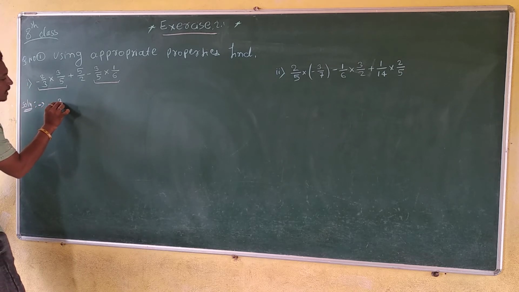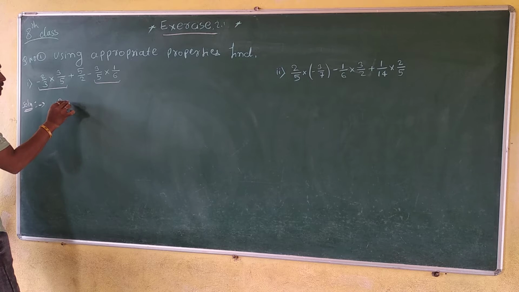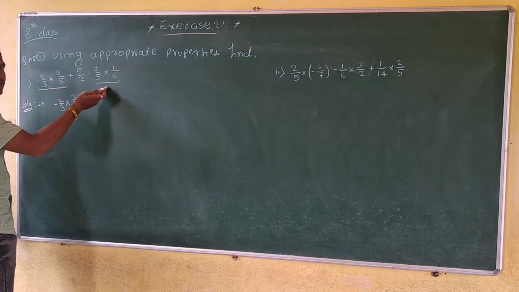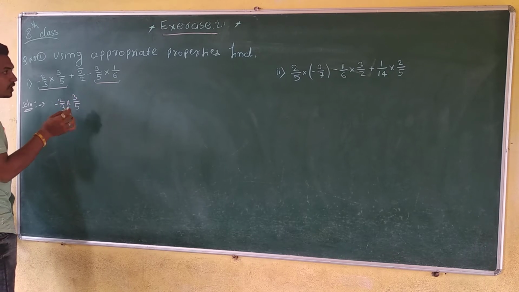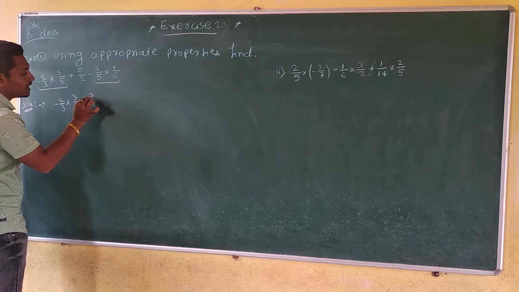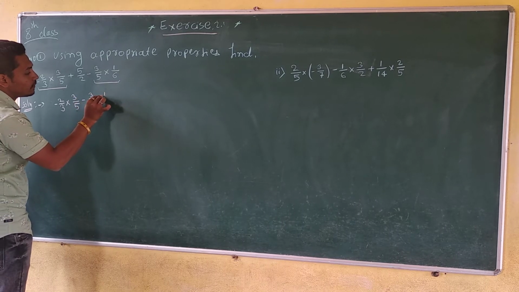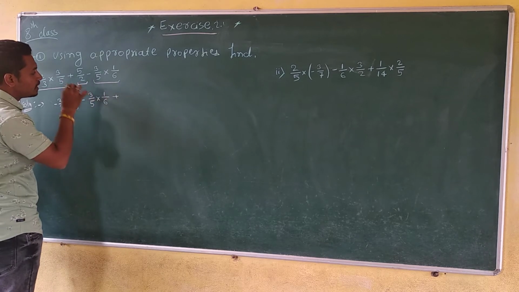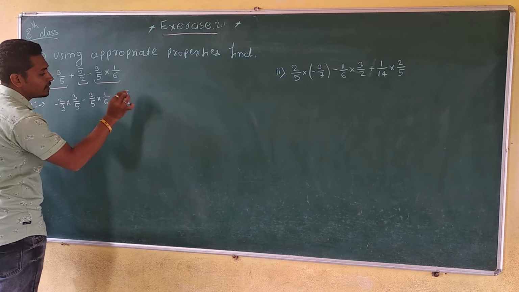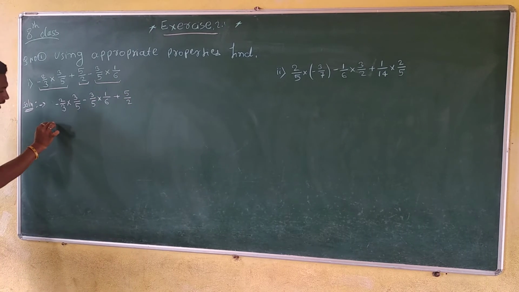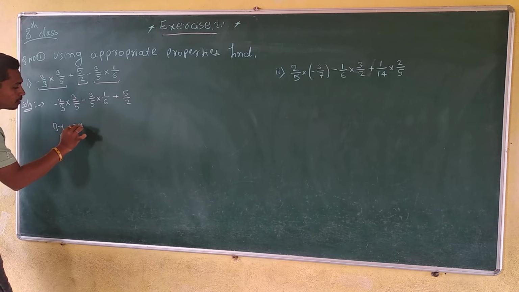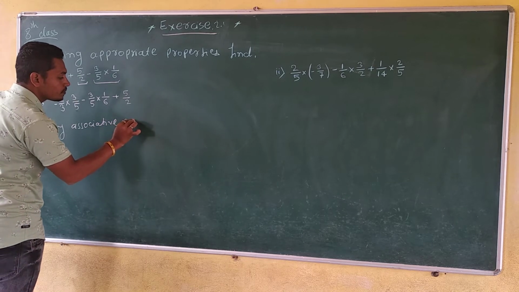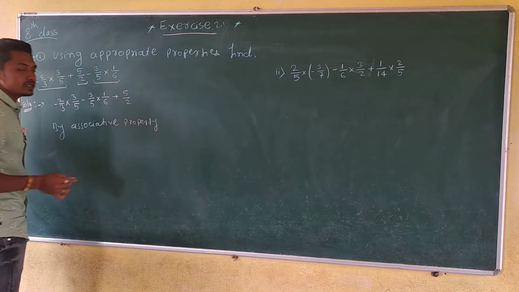Minus 2 divided by 3 into 3 divided by 5. And next, the term on the right side of this term: minus, as it is, 3 divided by 5 into 1 divided by 6. And the remaining term, 5 divided by 2, as it is, plus 5 divided by 2. Now, by the associative property. What is the associative property?